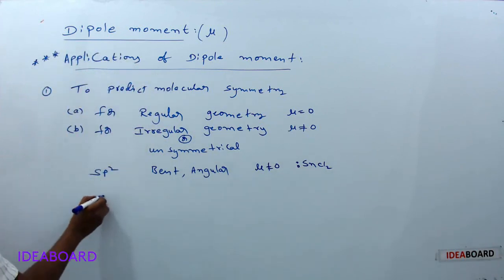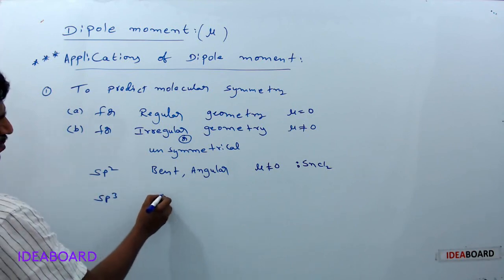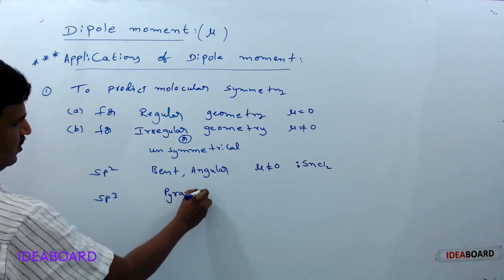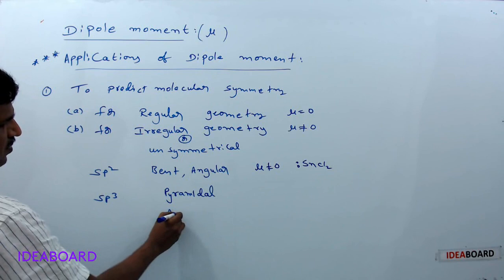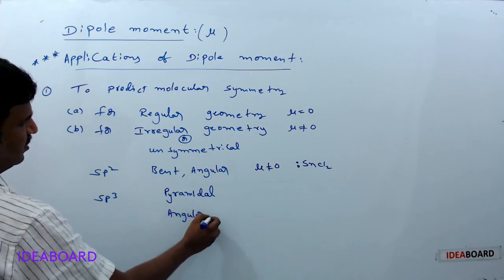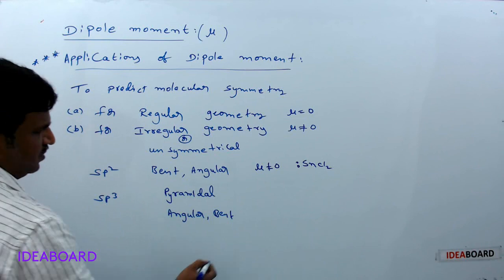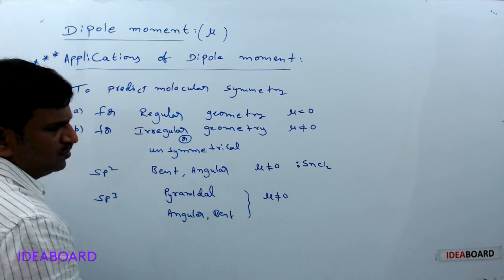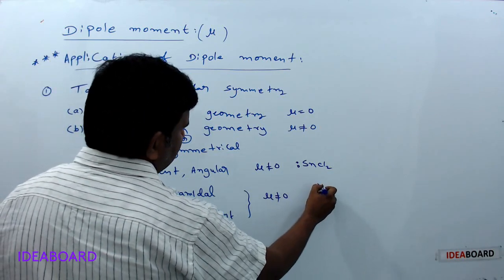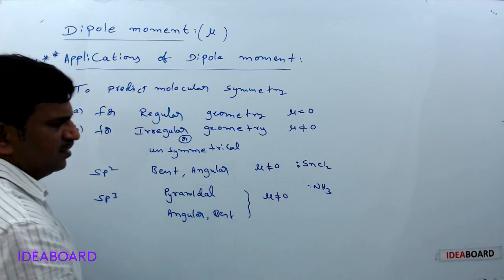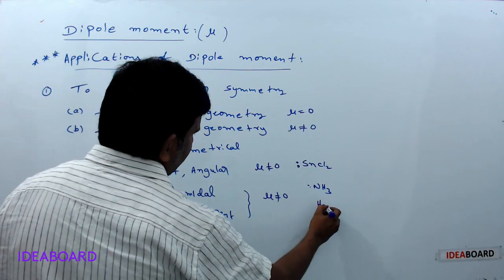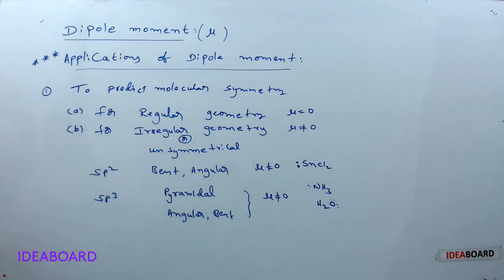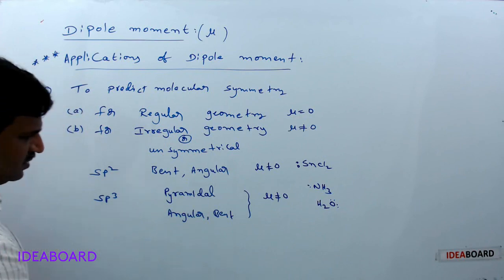Okay, and next for sp3 hybridization, if it has a pyramidal shape, or if it has an angular shape or bent shape, then also their dipole moment is not equal to 0. For pyramidal shape, example is NH3. And for angular shape or bent shape, example is H2O. Here H2O molecule has two lone pairs on it and two bond pairs.